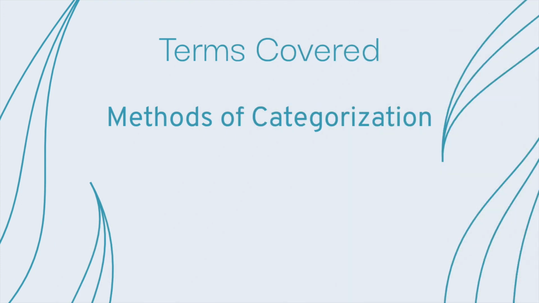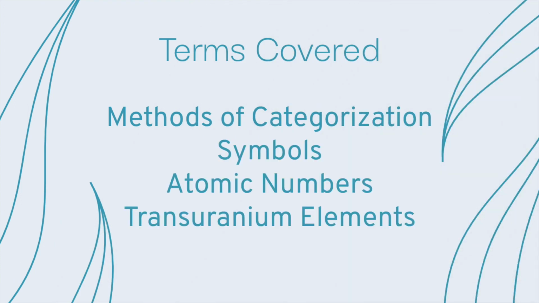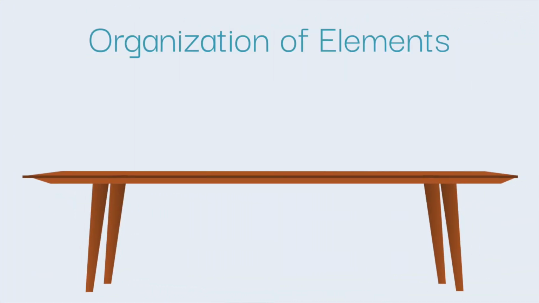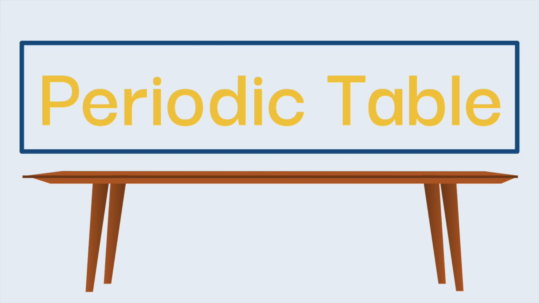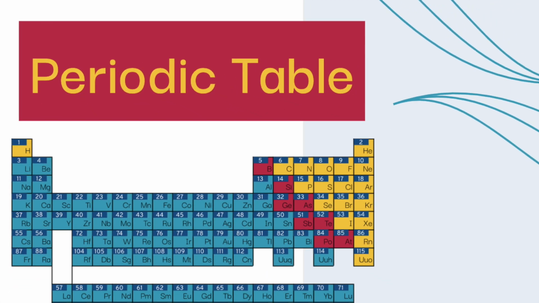In our last video, we covered how elements are categorized through symbols, atomic numbers, and transuranium elements. In this video, we will further expand on the organization of elements in our study of the periodic table. Let's take a look at the periodic table.